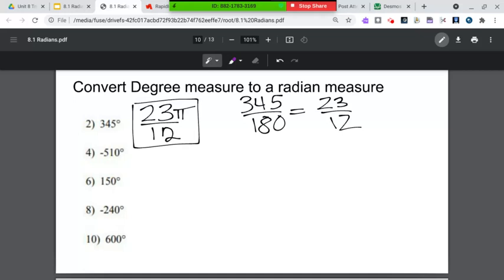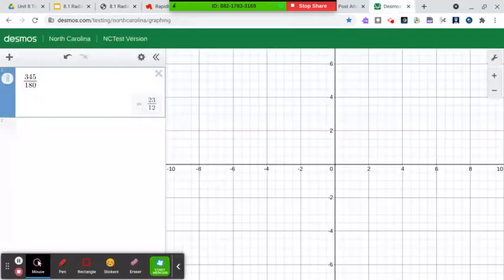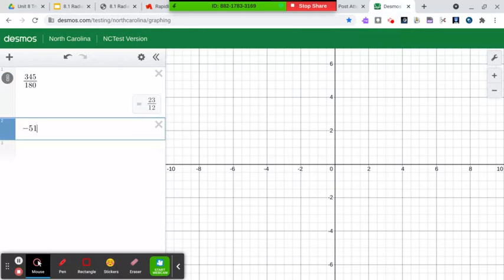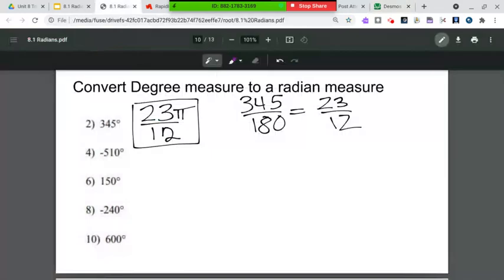Next one, negative 510 degrees. I go to Desmos. Negative 510 over 180. I hit the little fraction button, negative 17 sixths. So my answer as a radian measure is negative 17 pi over 6. Honestly, that's typically just how it's written, but you could just put negative 17/6 pi. That's also correct. It just doesn't go at the bottom. It goes next to or on the top.